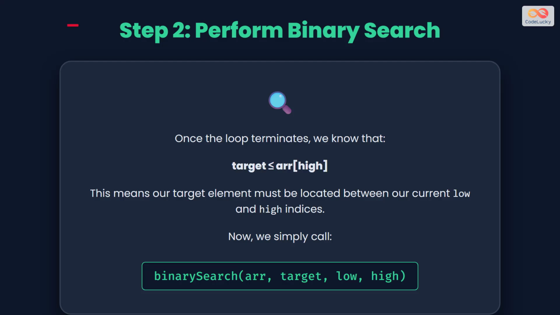Eventually, the value at our high index will be greater than or equal to our target. At this moment, we stop expanding. We now have a defined low and high boundary. We can simply pass these indices to a standard binary search function to find the exact position of our target.